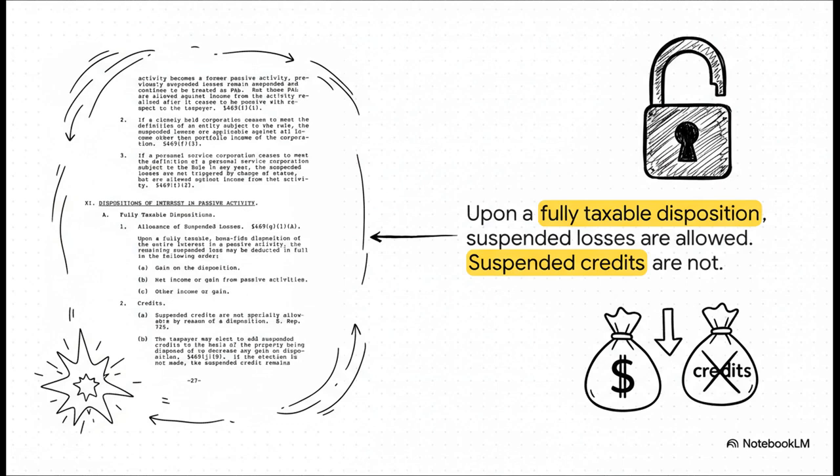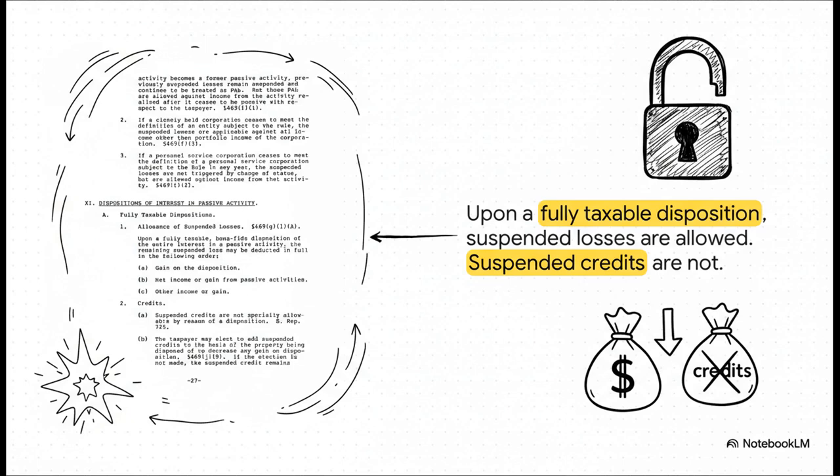All of the current year losses and all of the suspended losses from prior years for that activity are released, and you can use them against any kind of income, active, portfolio, you name it. But notice that important detail. This is for losses. Suspended tax credits don't get the same treatment.